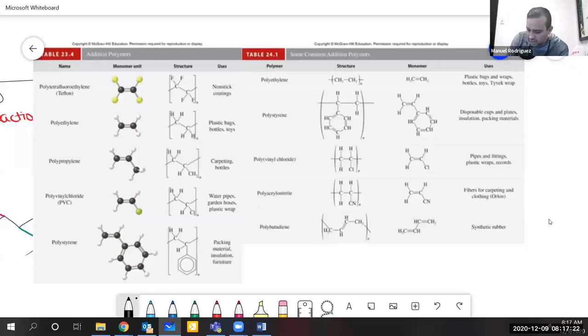The first one is Teflon. The second one is polyethylene. Then we have polypropylene. Then here we have PVC, or polyvinyl chloride. This is polystyrene.